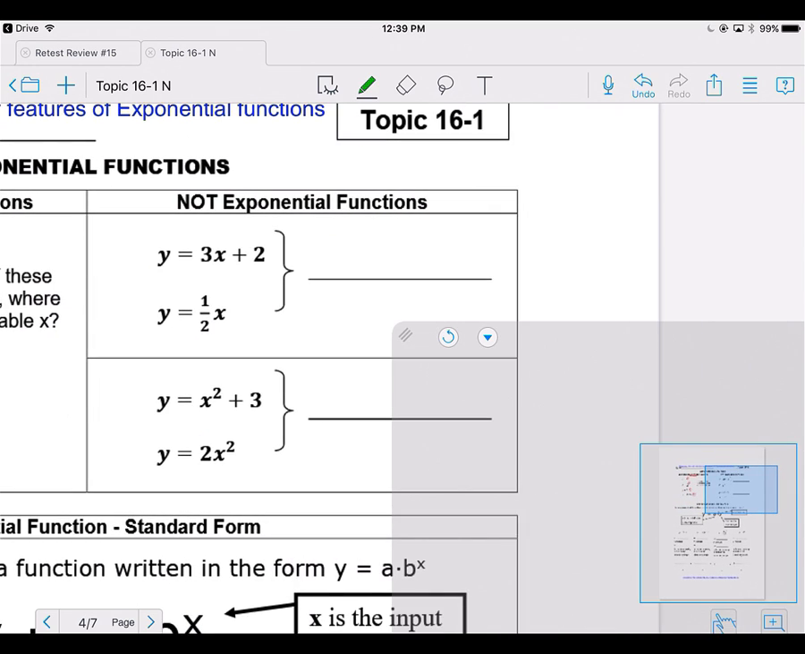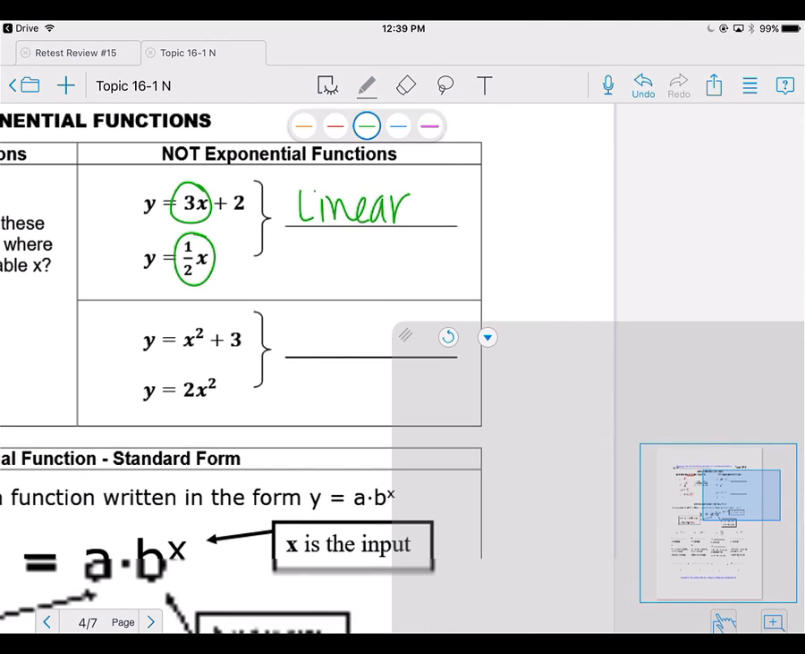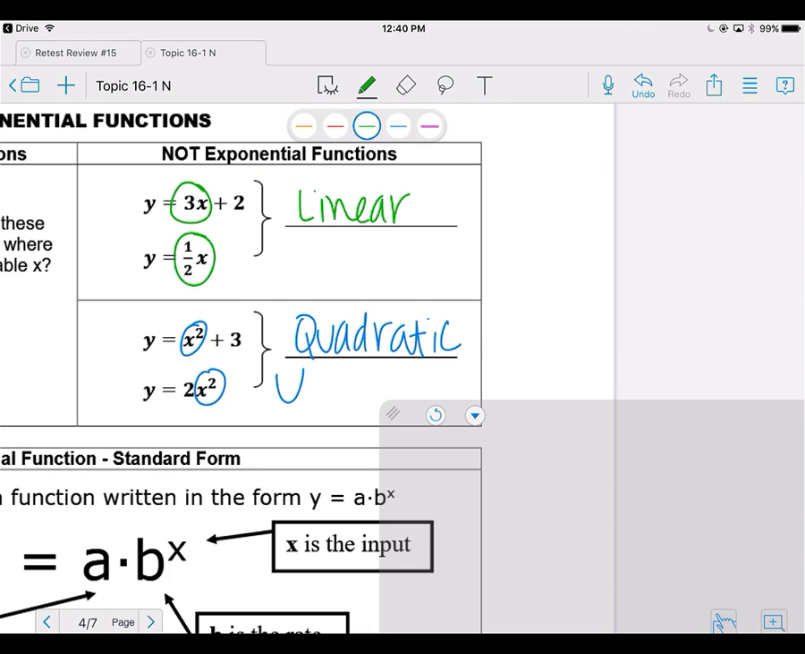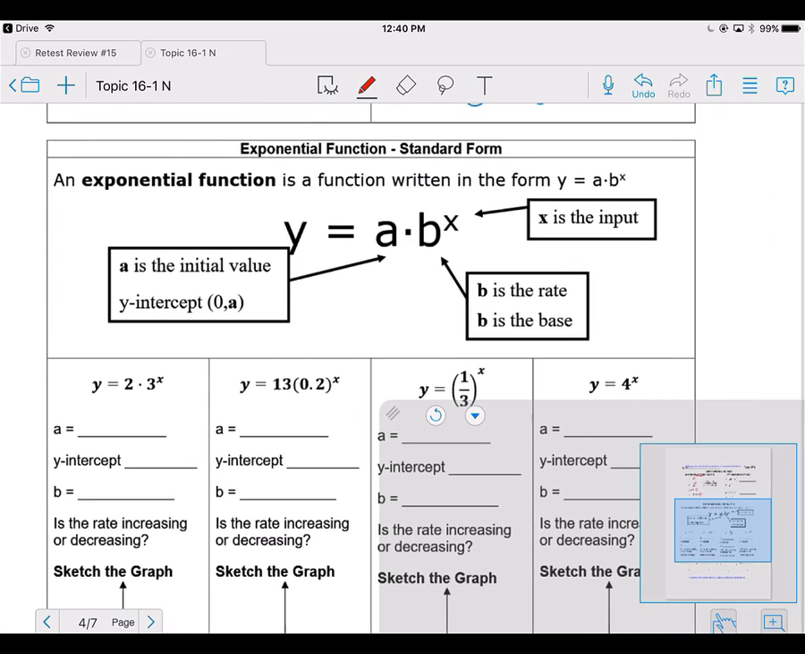Over on the right side, we have examples that are not exponential functions. If you have just a plain x where it is, that is a linear function. And if you have an x squared, that's what we just studied in 15, which is quadratic functions. So those look like a U, and the x's look like a line because they're linear. So we're going to see what exponential functions look like today.